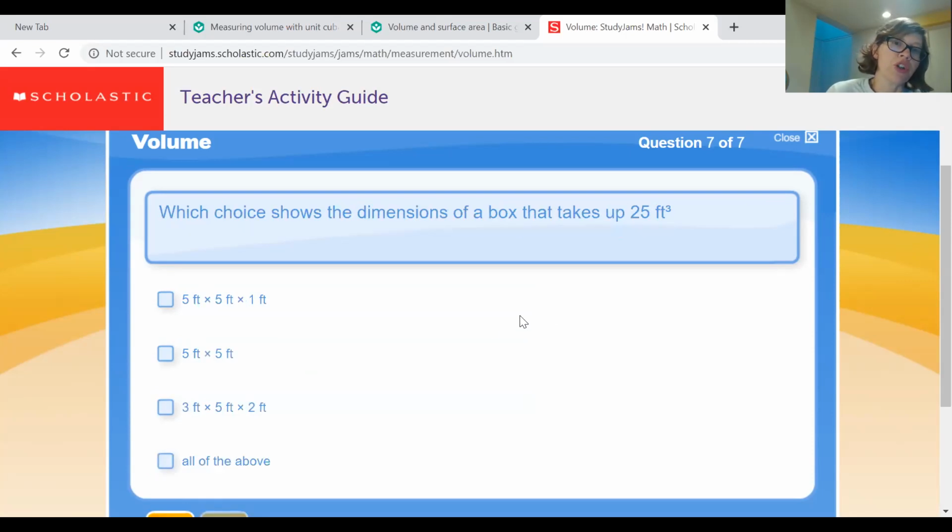Question 7. Which choice shows the dimensions of a box that takes up 25 cubic feet or 25 feet cubed? You can say it either way. Is it A, 5 feet by 5 feet by 1 foot, B, 5 feet by 5 feet, C, 3 feet by 5 feet by 2 feet, or D, all of the above? Choose what you think is the best answer.